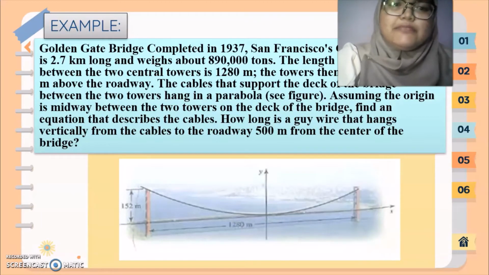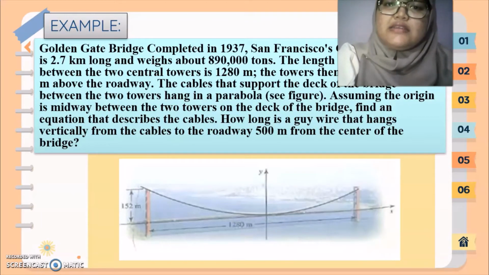Example: Golden Gate Bridge, completed in 1937. The San Francisco Golden Gate Bridge is 2.7 kilometers long and weighs about 819 tons. The length of the span between the two central towers is 1,280 meters. The towers themselves extend 152 meters above the roadway. The cables that support the deck of the bridge between the two towers hang in a parabola. See the figure below.